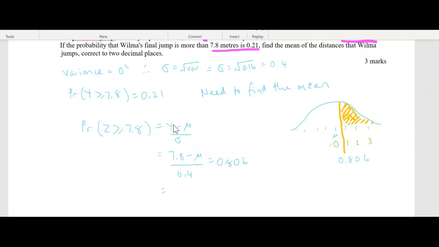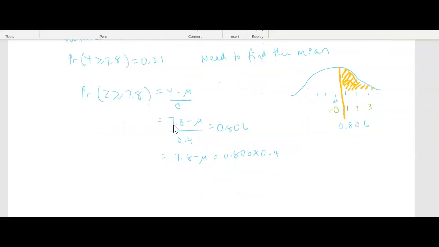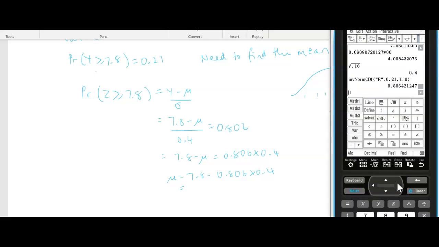Now you can just go ahead and solve that. If I was doing that by hand, we've got 7.8 minus your mean is equal to 0.806 times 0.4, and then your mean is equal to 7.8 minus 0.806 times 0.4. So if I just quickly do that on the calculator.